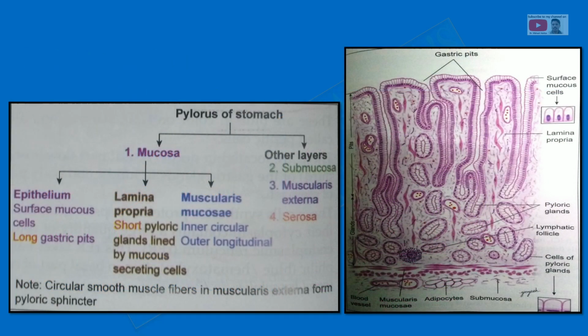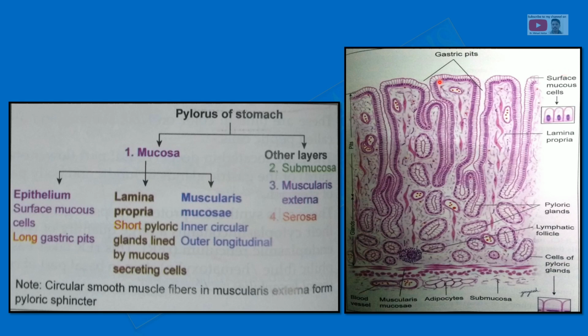So in this slide we'll discuss a little recap of the histological features of the pyloric stomach. The mucosa, as we have discussed, has the lining epithelium cells. The lining epithelium is the same, with long gastric pits, the lamina propria, the short pyloric glands lined by mucus secreting cells, and muscularis mucosa. We have discussed the inner circular, outer longitudinal, and the other three layers are the same: submucosa, muscularis externa, and serosa.